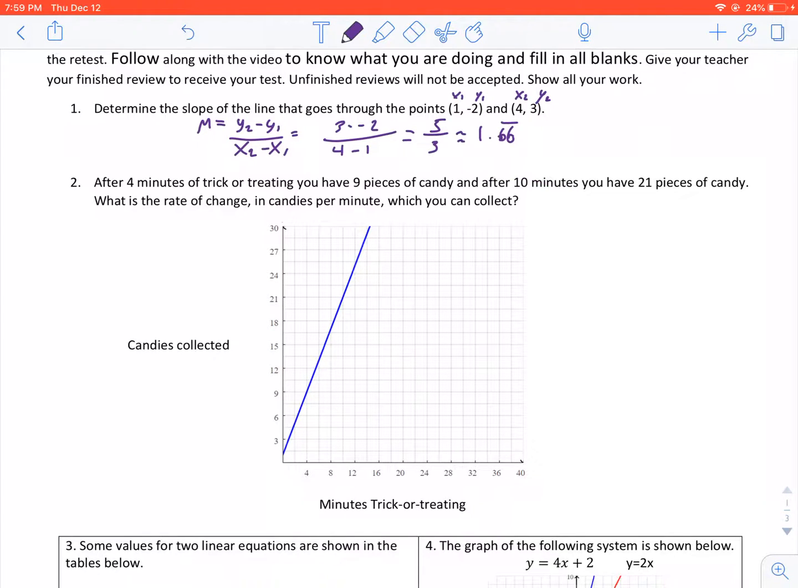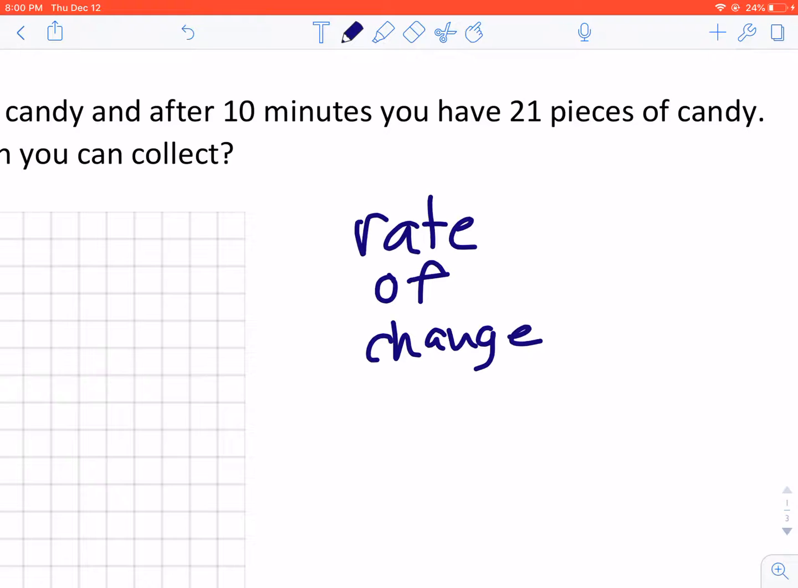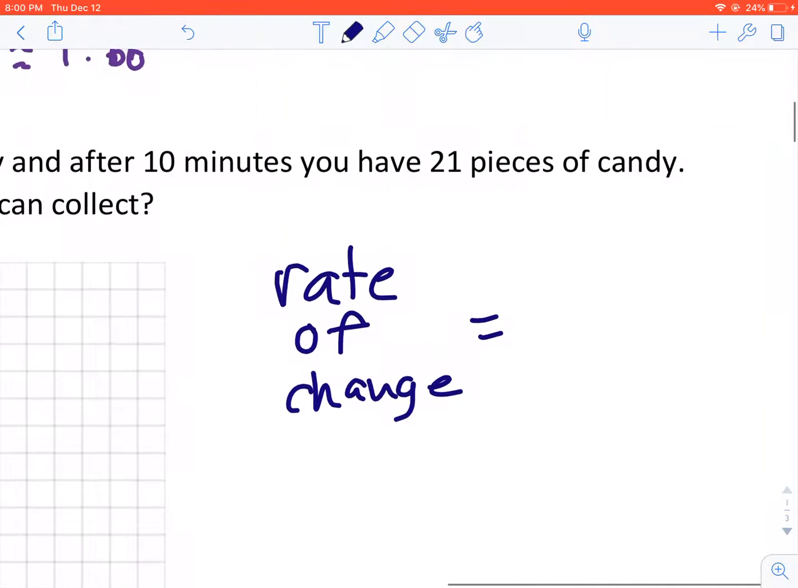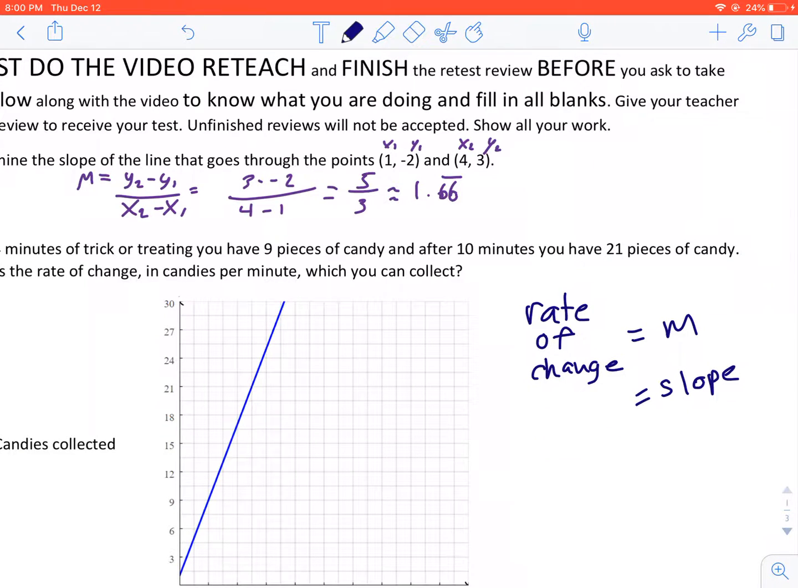Well, let's first try to remember that rate of change is equal to m, equal to slope. That's pretty much it. Rate of change is equal to m and slope. So when we talk rate of change, we know we're talking about our slope or m. Anytime you see the word per, you know we're talking about rate of change.